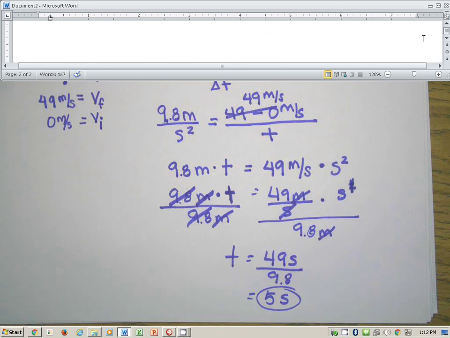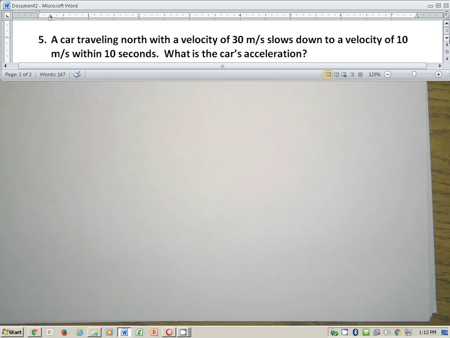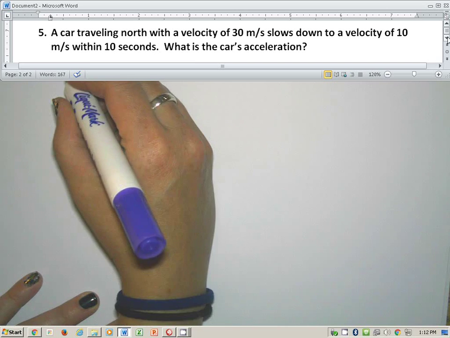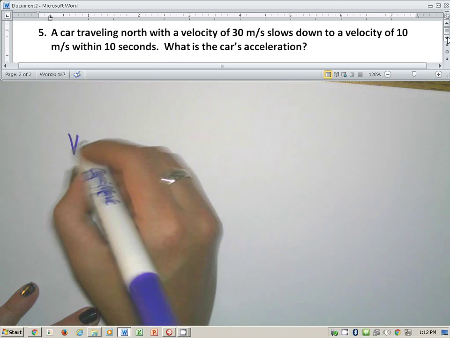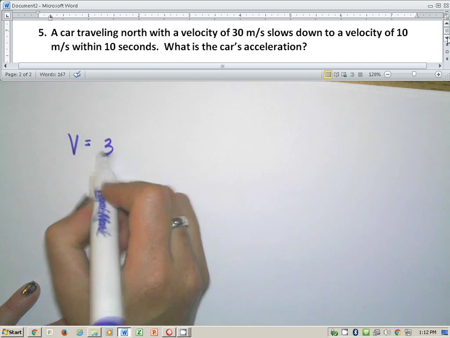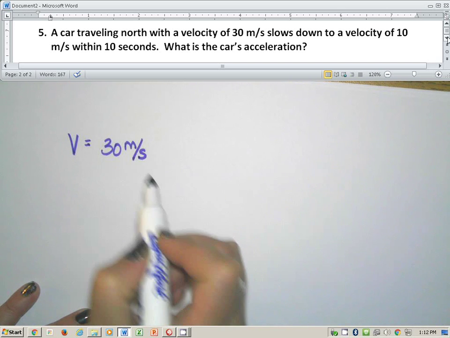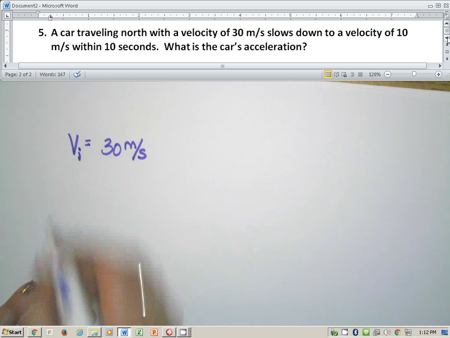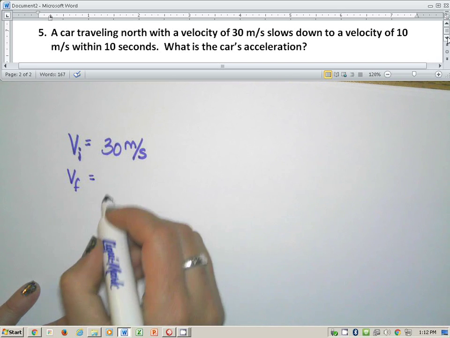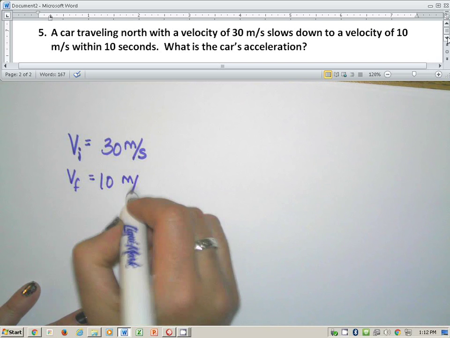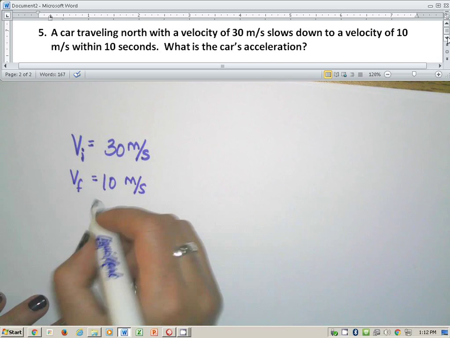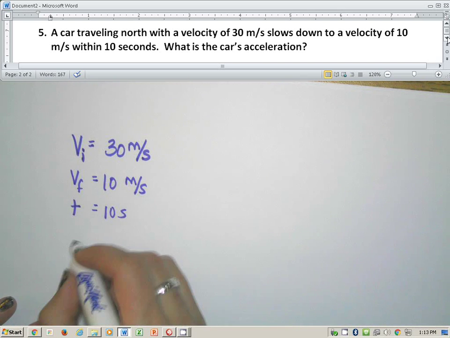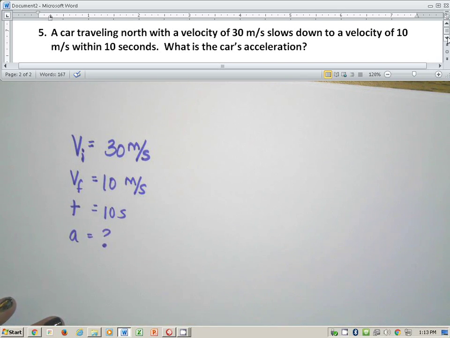I have one more acceleration problem. If I can make it show. It says a car traveling north with a velocity of 30 meters per second. So, well, I mean, it tells me I have a velocity. It uses the word. The velocity is 30 meters per second. It slows down. So that means this is its initial speed. It slows down to a velocity of 10 meters per second. So that's going to be my final speed within 10 seconds. Well, 10 seconds is time because seconds measures time. What is the acceleration? So it's wanting me to find A.